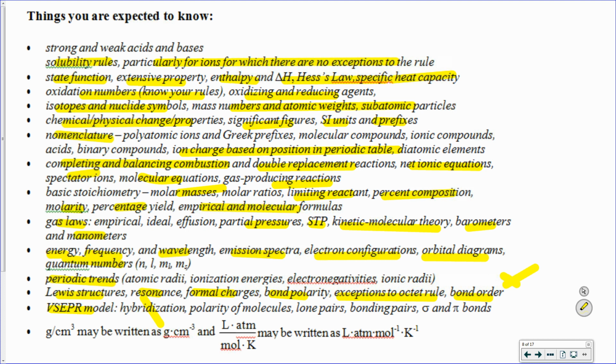We didn't cover hybridization. That is a topic on the test, but it takes a long time to cover. You'll get it in organic, so not everybody nationwide sees all this stuff. Polarity of molecules we talked about today, lone pairs, bonding pairs, sigma and pi. We didn't cover that. That's the advanced theories.